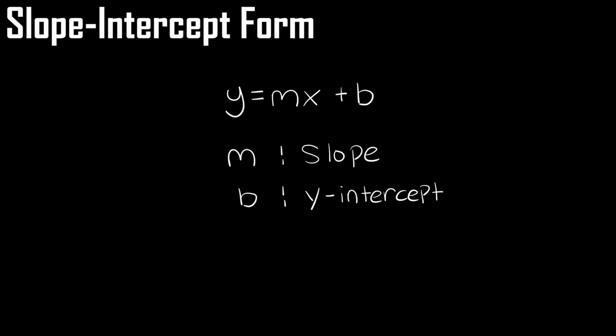This is the easiest form for graphing and understanding linear behavior. The steps we'll follow to graph a line using slope-intercept form is to start with the y-intercept, which would be (0, b), and then using the slope to get the second point. Then we'll draw the line. So let's do some examples.